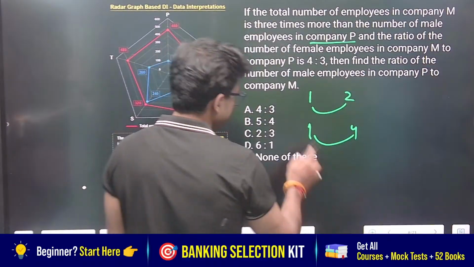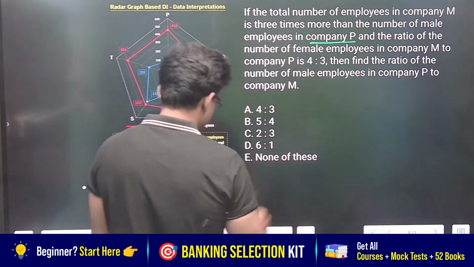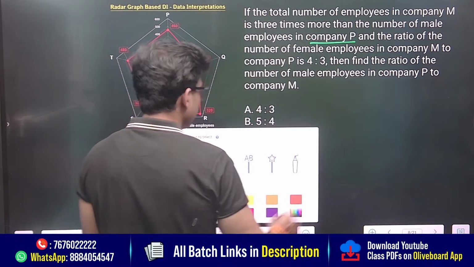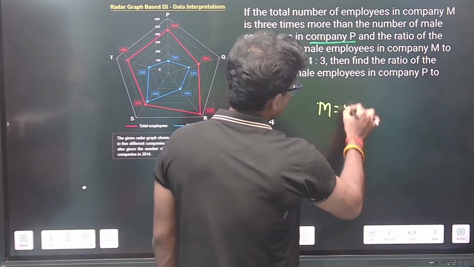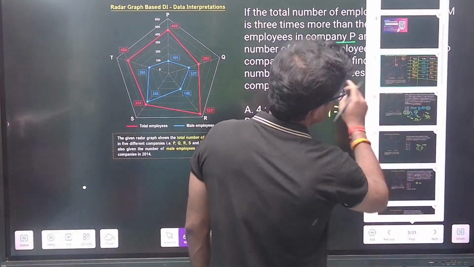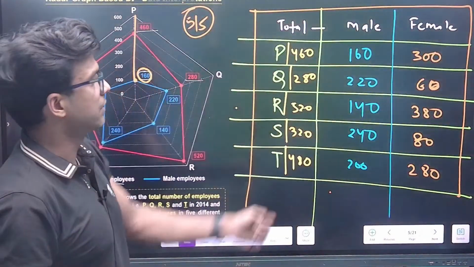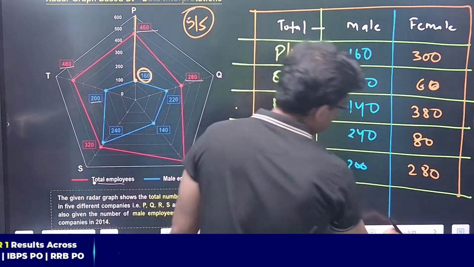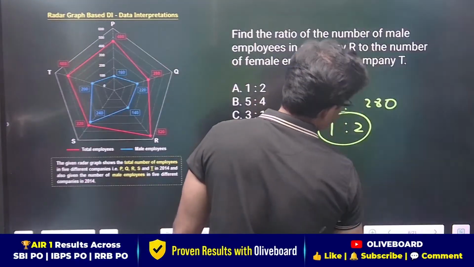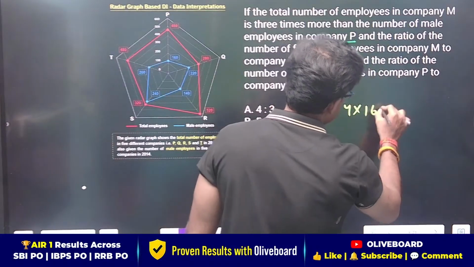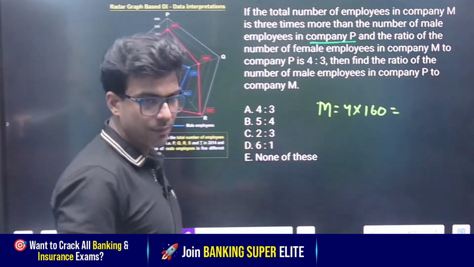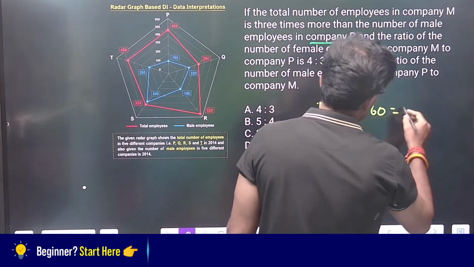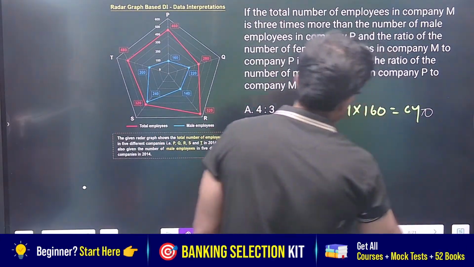Correct. So can I say M is equal to how much? 4 multiplied by male employees, which is 160. I said earlier also, please take the screenshot. So let's come here and go here with 160. So 4 into 160, which is how much? It's very easy. The total would be how much? 640. 640, right? Make sense?